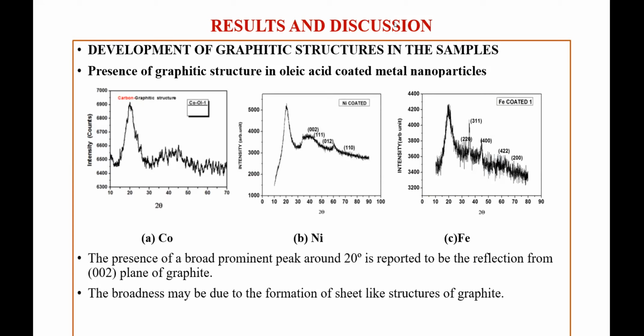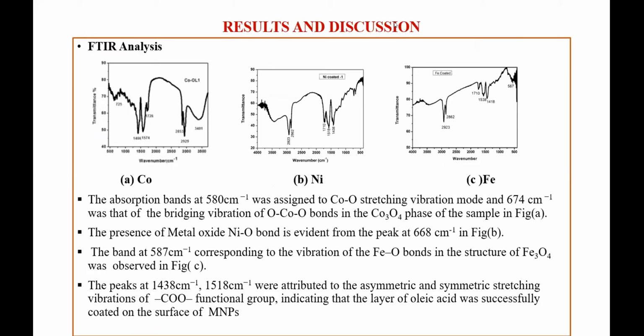Near 2 theta at 20 degrees, a broad prominent peak is present, which is reported to be the reflection from the 002 plane of graphite. The broadness may be due to the formation of sheet-like structures of graphite. The FTIR analysis of oleic acid coated metal nanoparticles is shown in these figures. In this FTIR spectrum, the bands of metal oxides and also of oleic acid are present.